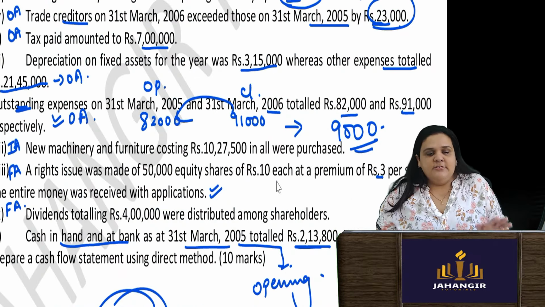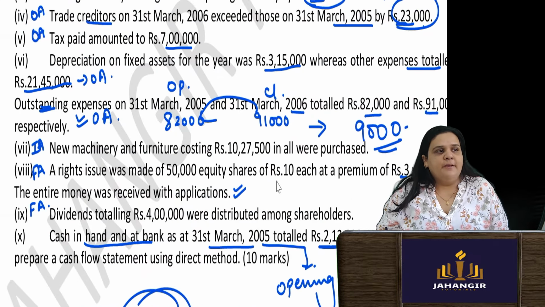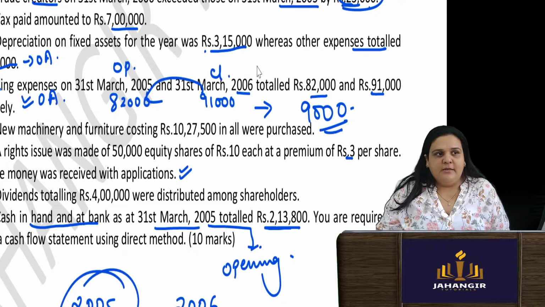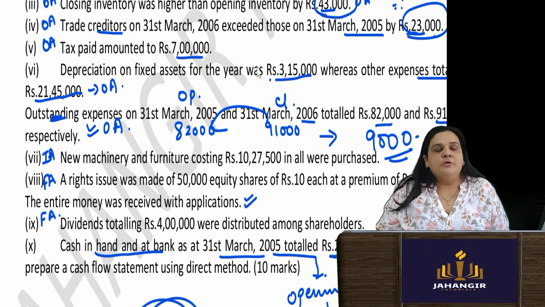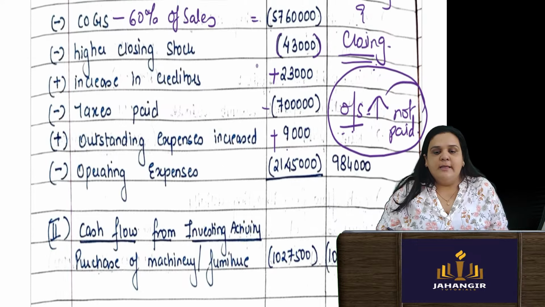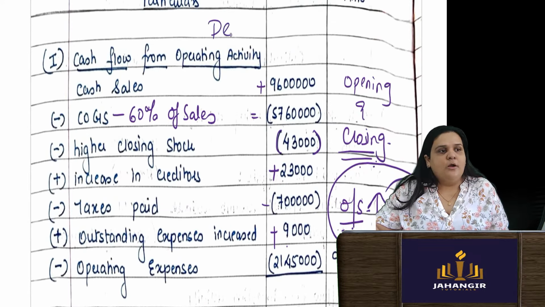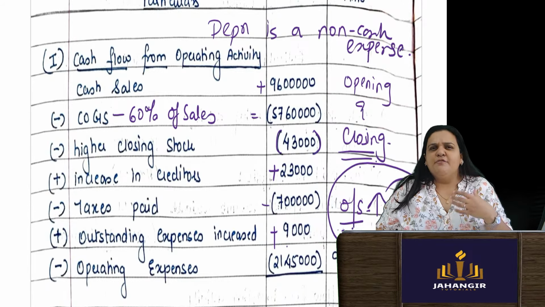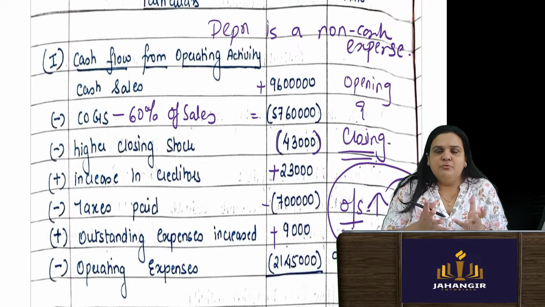And the last one is your operating expenses. Now in case of operating expenses, they have given you depreciation on fixed assets of 3,15,000, whereas the other expenses total to 21,45,000. These are other operating expenses. We will not take depreciation. Why? Depreciation is a non-cash expense. So depreciation is not taken into consideration, nor any kind of provisions, which do not actually have any cash movement out.